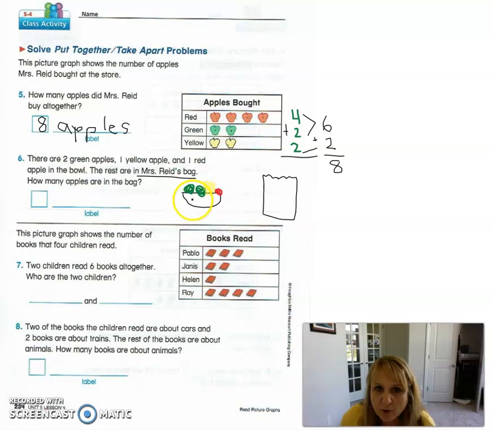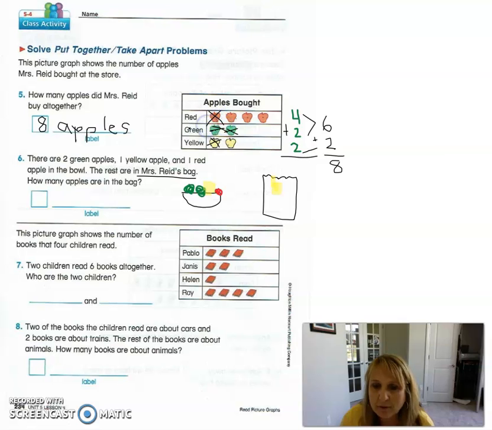Well, I drew a bowl and I put 2 green apples in the bowl. How many green apples did Mrs. Reed have? She only had 2, didn't she? So we're going to take both of those green apples off. That shows us that there are no green apples in the bag. All right, she has 1 yellow apple in the bowl. So let's take away one of the yellow apples. How many yellow apples does that leave in the bag? Yep, 1.